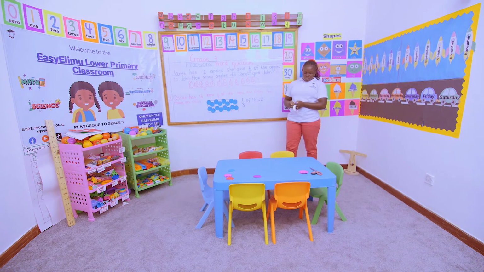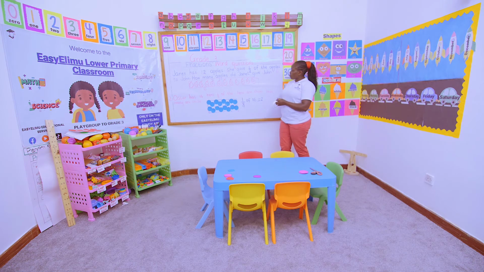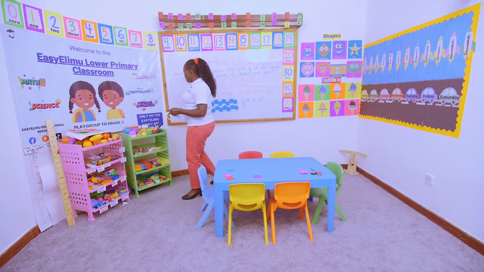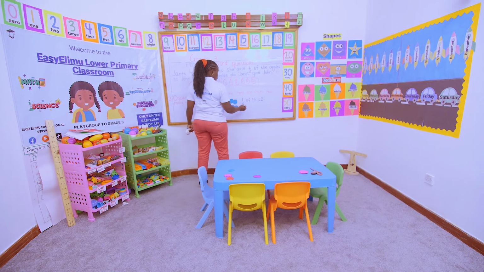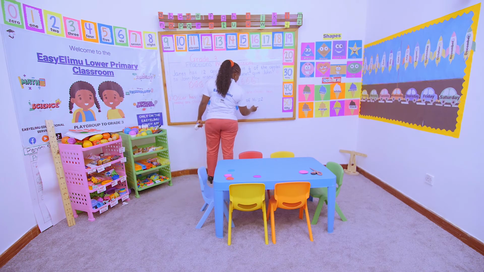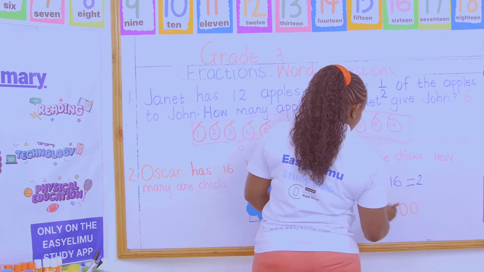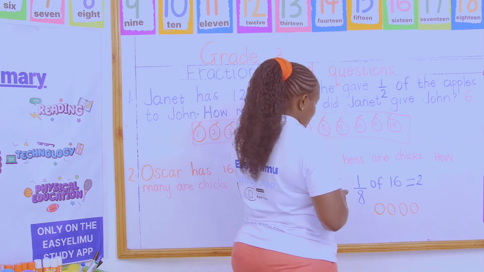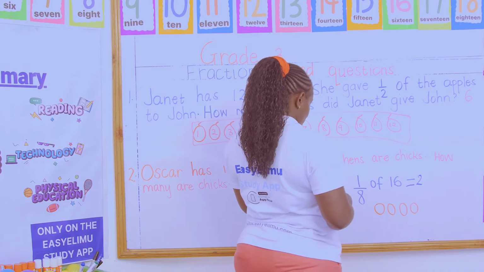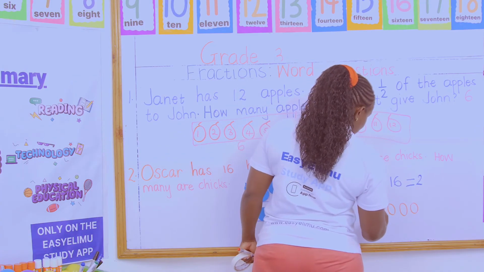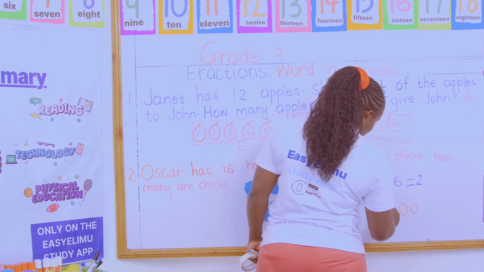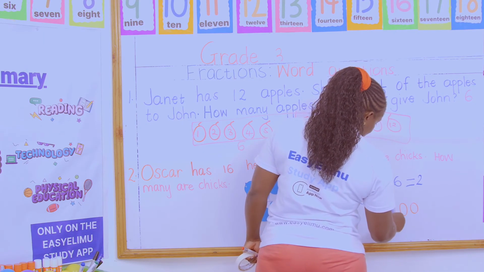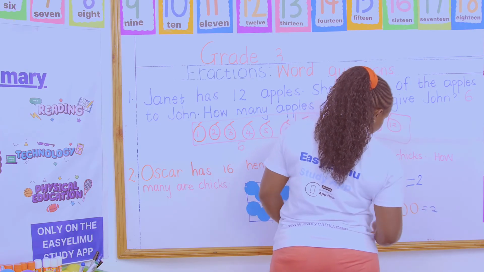What if you've been given a question? They've told you, draw 4 circles and color 2 of them. I've drawn my 4 circles, then I color 2 of them. How many remain? I remain with only 2.